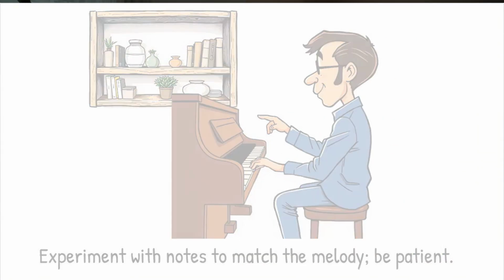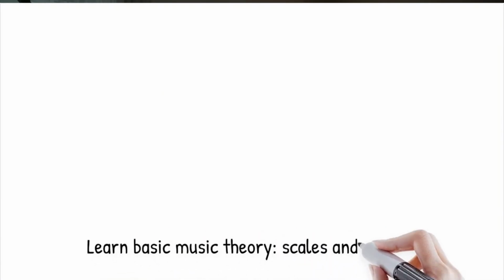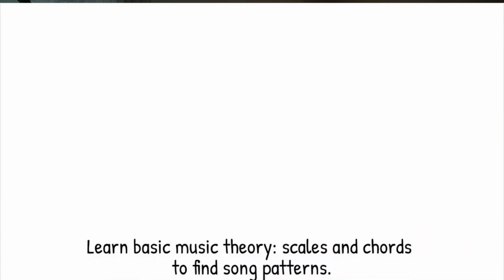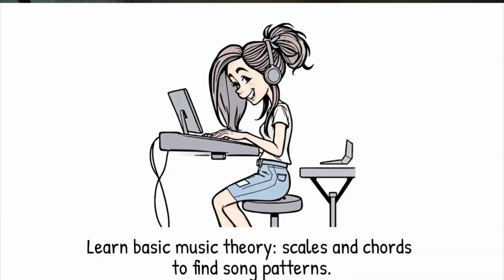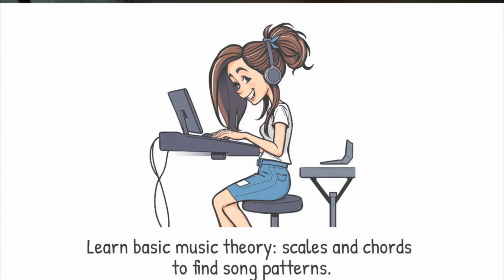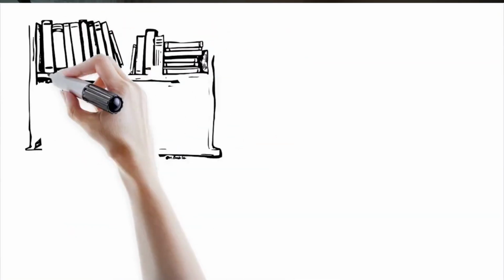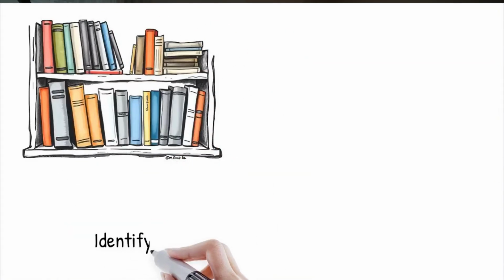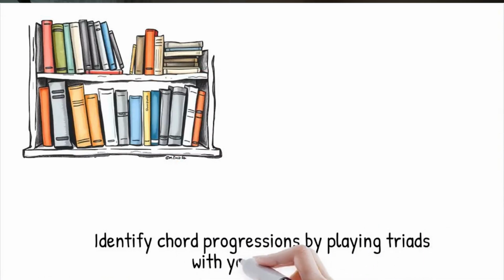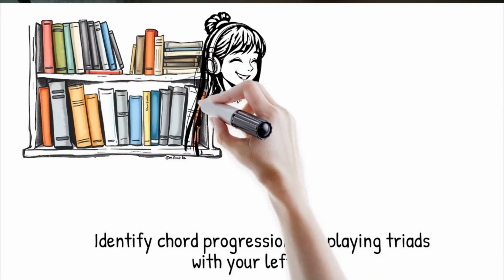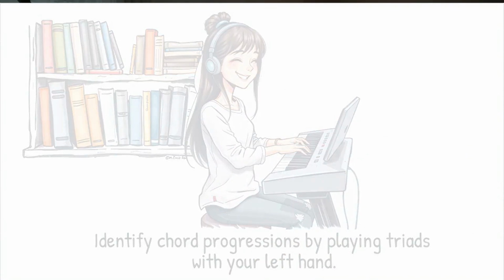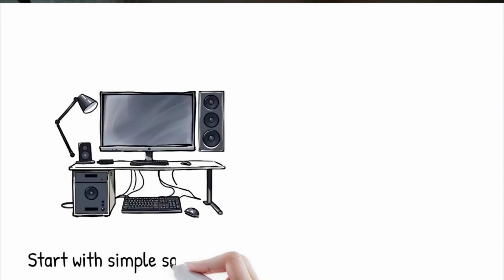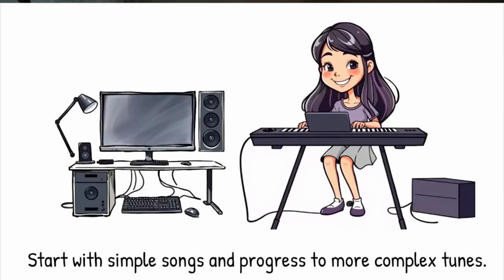Now, understanding basic music theory can be a real game changer. Learn about scales and chords. Knowing how chords are constructed will help you find patterns in songs much more easily. Speaking of patterns, most songs follow a simple chord progression. Try to identify these patterns by playing triads with your left hand while simultaneously matching the melody with your right hand. Start with simple songs that use 3 or 4 chords, then gradually work your way up to more complex tunes.